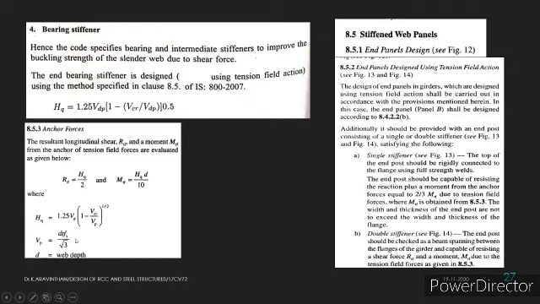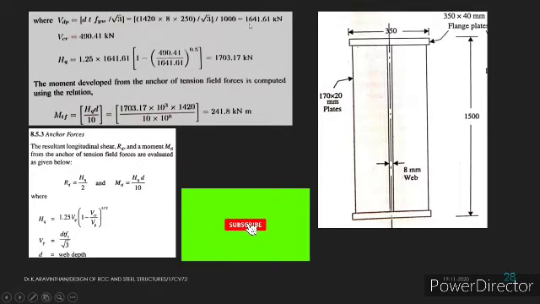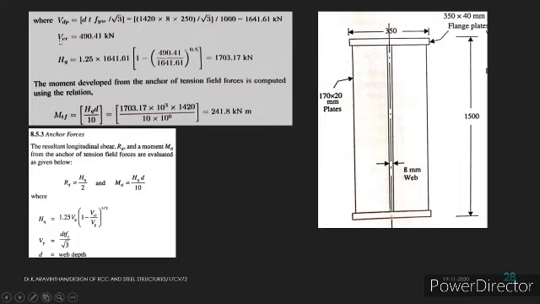Now we know these components. The depth of the web is 1420 and the thickness 8 mm and fy is 250 divided by root 3. We have substituted all the components, and if you divide by 1000 you will be getting the result in terms of kilonewton. We are getting Vp, that is the design shear, as 1641.61 kilonewton. We already know that the critical shear is 490.41.